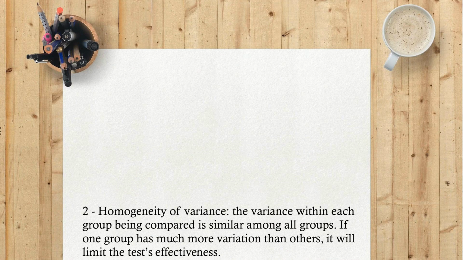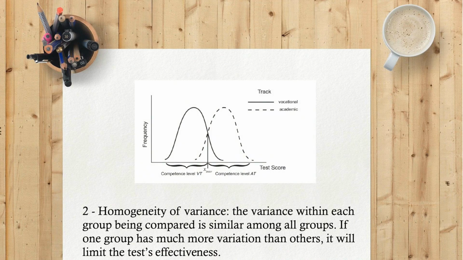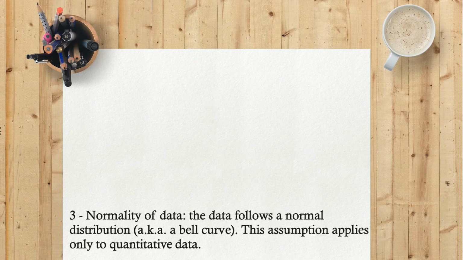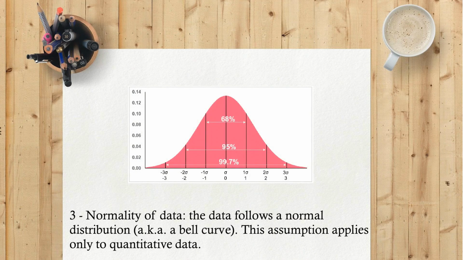2. Homogeneity of variance. The variance within each group being compared is similar among all groups. If one group has much more variation than others, it will limit the test's effectiveness. 3. Normality of data. The data follows a normal distribution, aka a bell curve. This assumption applies only to quantitative data.